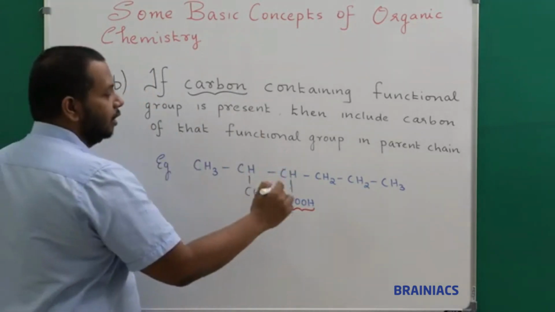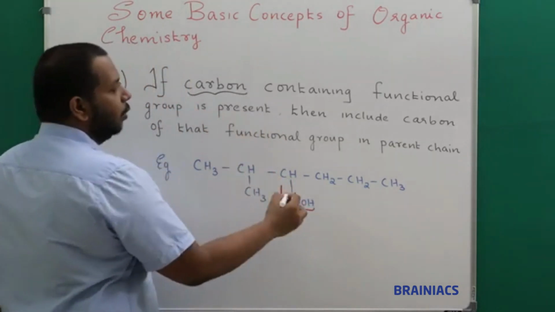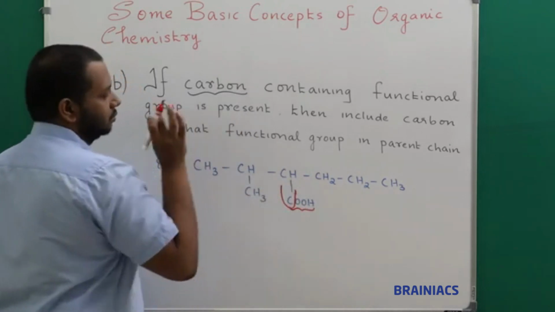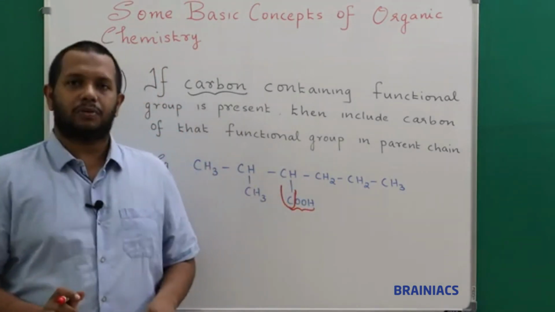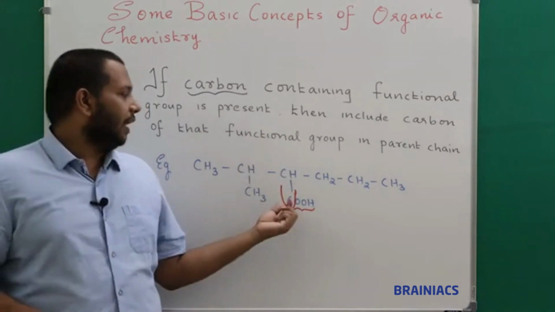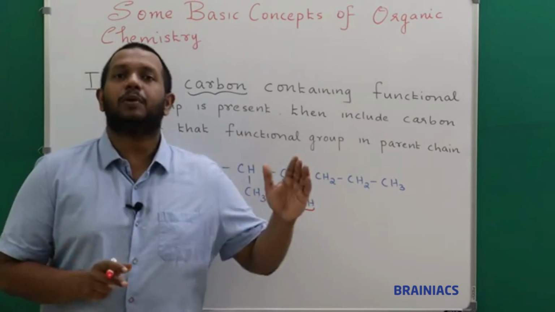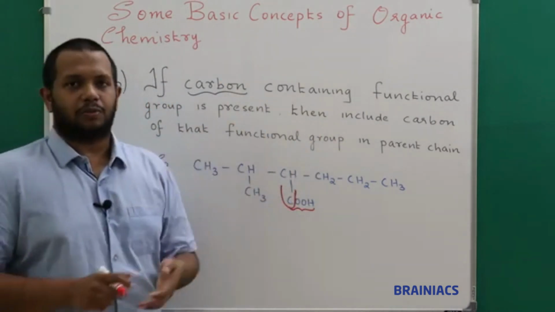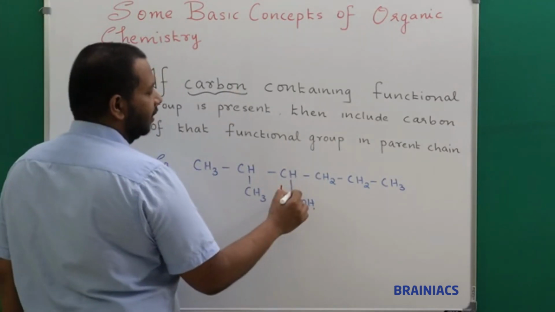Then, very immediately, you should remember this carbon should now be part of the parent chain, or this is where you need to start. So we know that this is a carbon-containing functional group, and the rule says that we should mandatorily include this carbon in your parent carbon chain, and I know that the priority goes to the functional group first. So it should start from where?